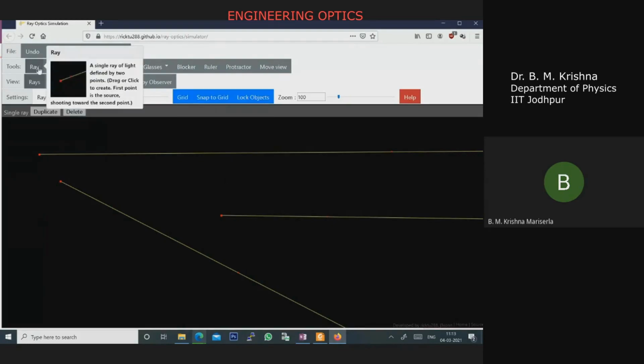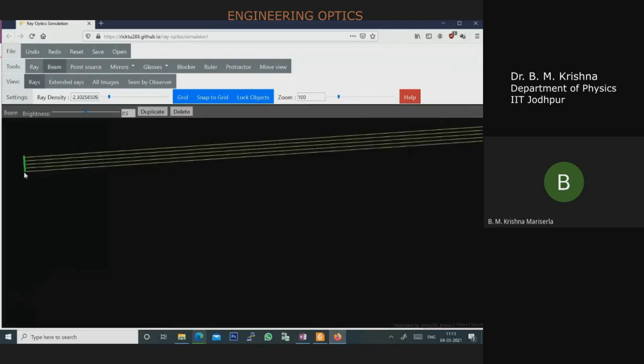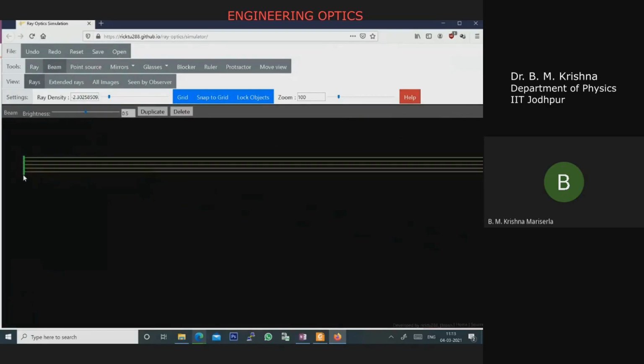So now I will take a beam of light. This is the source which is giving me a beam of light. The beam of light is propagating like a ray, so whatever I'm representing here is a ray optics diagram. This is the source which is delivering the light, and as you see here, these light rays are propagating in a straight line.